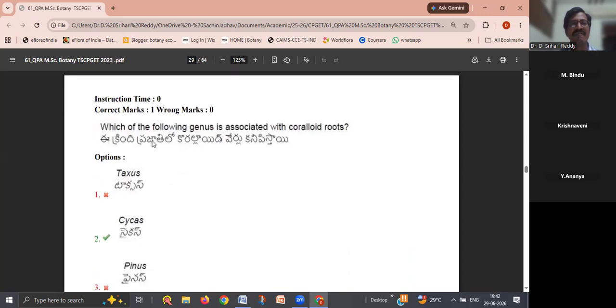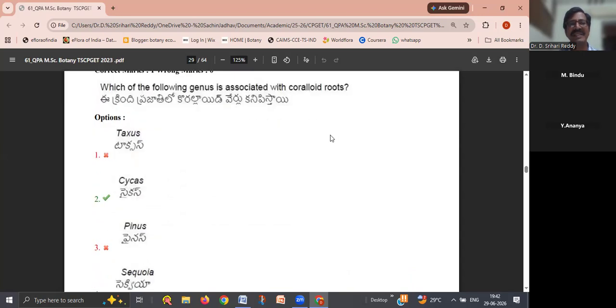Also, you should remember which of the following genera is associated with coralloid roots. So they are asking about coralloid roots, which are present in Cycas. That is very important. We know that Cycas has coralloid roots. They have blue-green algae or cyanobacteria, Nostoc and Anabaena. These two, blue-green algae or cyanobacteria, have a symbiotic relationship with the coralloid roots. That you should remember.